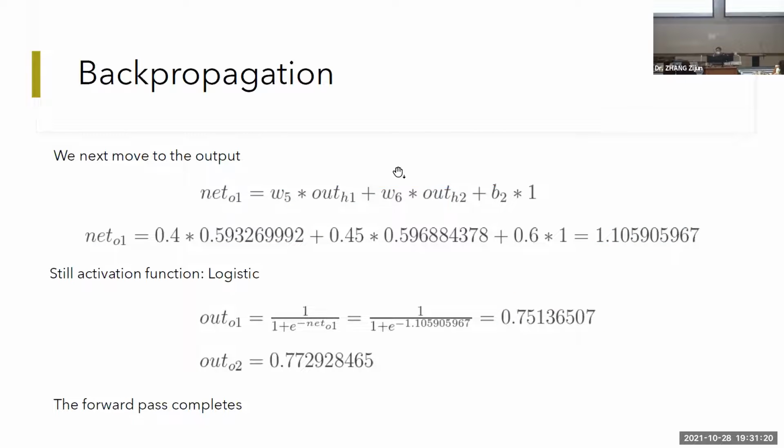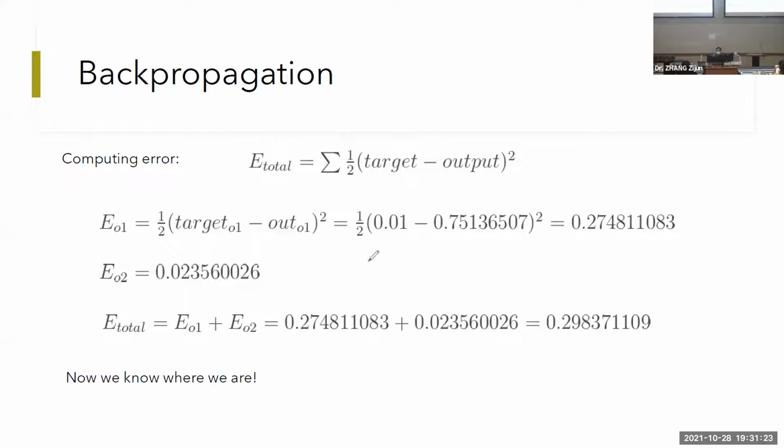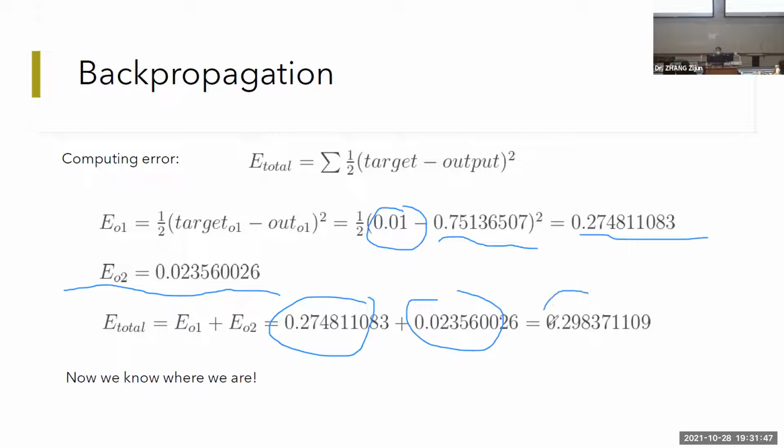I would like to correct here. Okay, so the residual: the observed value is 0.01 and the estimated value is 0.7513, and this is the difference. We take the square and divide by 2, and we get 0.2748. We do the same thing for output node 2. Then we get the total error, which is these two parts added together. It's 0.298. Now we know the total error and how good our model is.